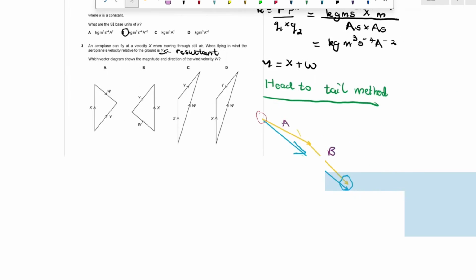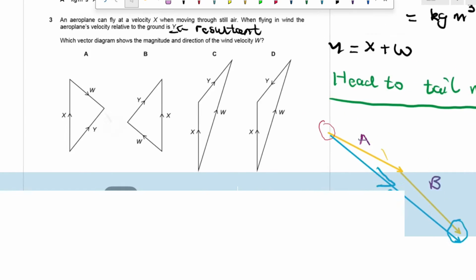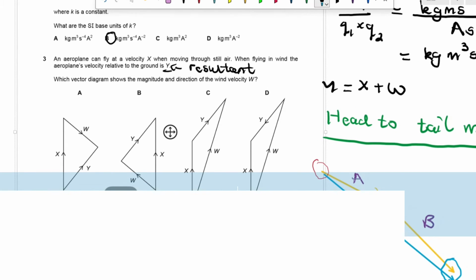So whenever you have two vectors, vector A and vector B, you're always going to connect them head to tail. Head of one vector, tail of the other vector. Your resultant is from the tail of one vector to the head of the other vector. So basically that is what we're looking at here, where Y is the resultant. So if we start with A, we want to add X and W. Look at this. I want you to look at this, guys.